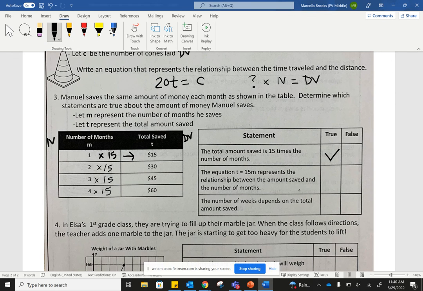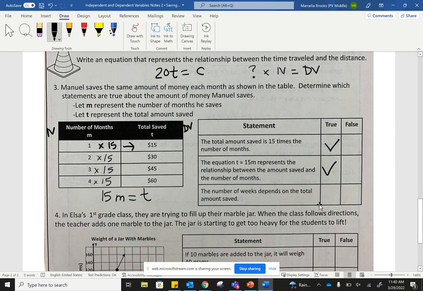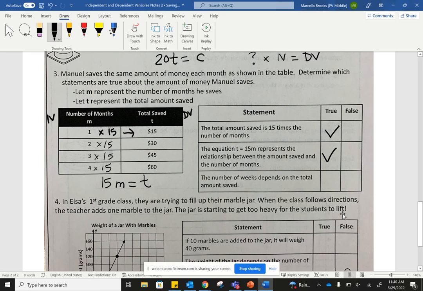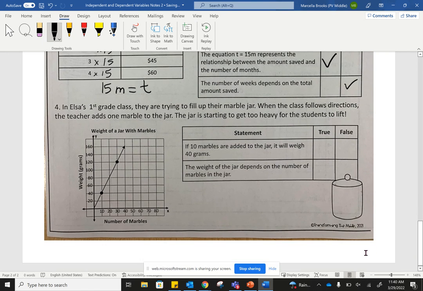So if we do 15M, so 15 times M, or the number of months, does that give me the T, or the DV, the total saved? Yes, it does. That's true. Does the number of weeks depend on the total amount saved? No, because we are not even measuring in weeks, okay? So let's say that's false. That's a false. Sounds like a Mario.